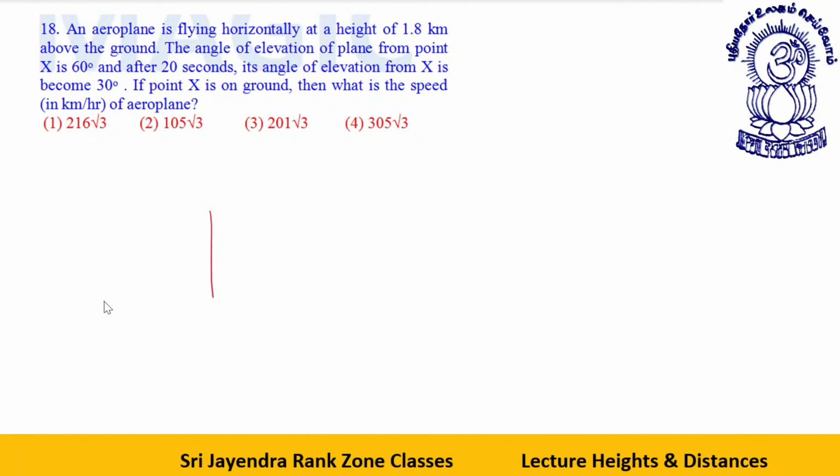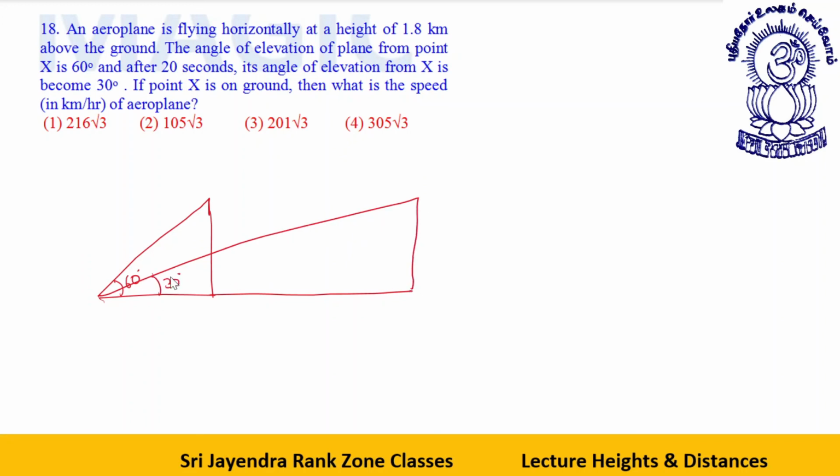See, right now it is like this. Right now this angle is 60 degrees. After 20 seconds, let's say it flies for a further 20 seconds, this becomes how much? 30 degrees. The point X is on the ground. This is at a height of 1.8 kilometer. This is 1.8 kilometer. This is also 1.8 kilometer. This is A, this is B.